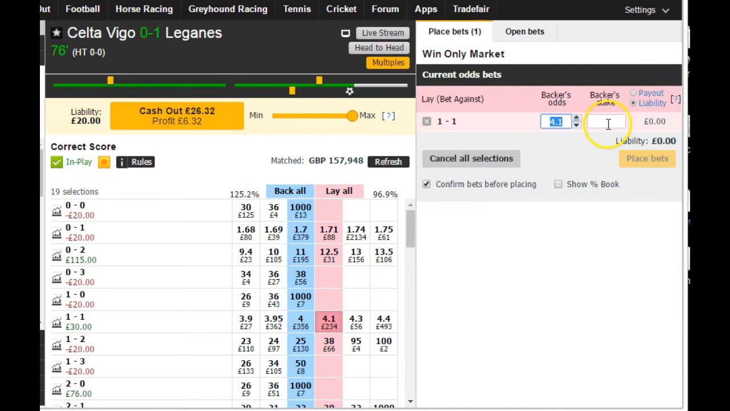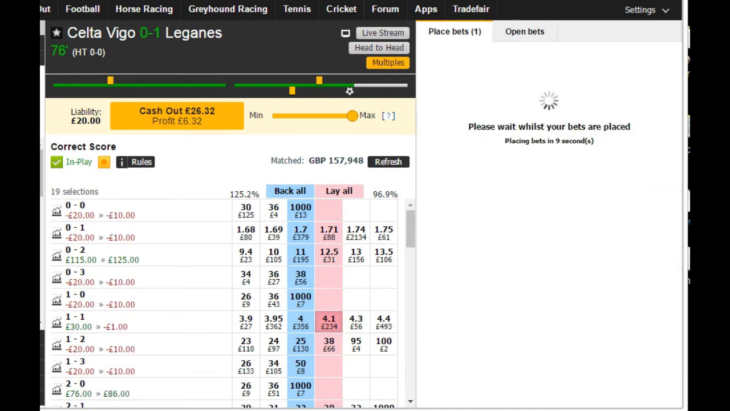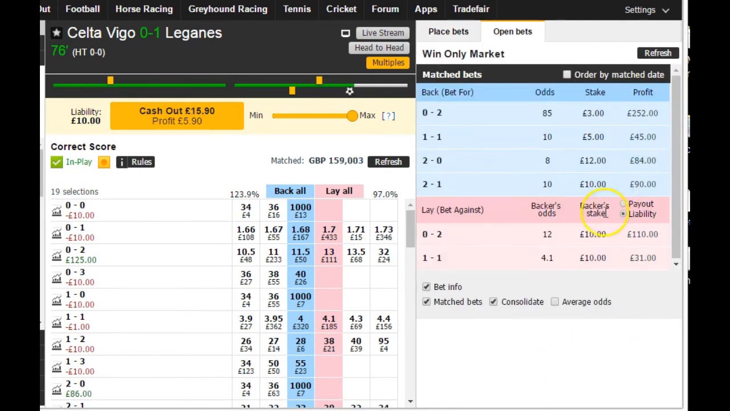The 1-1, I'd also laid that for £10 as well, and looking at the way the green and the red was spread across these three markets now: correct score, half time, full time, and the over 2.5. I've got a possibility that if it ended 1-1, I would end up with a very small loss, about £4 or £5.